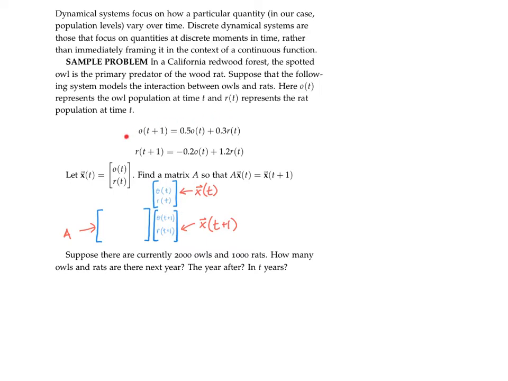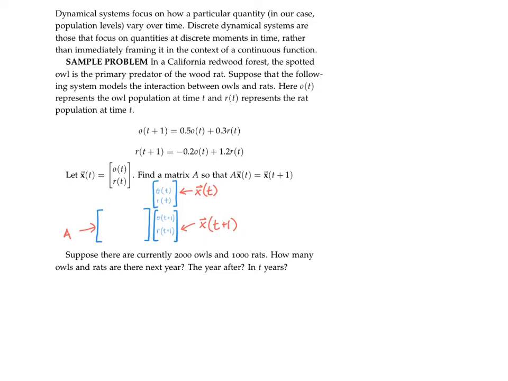So we're looking at this portion of the functions that have been given to us. And so that means that the component that should be right here will be 0.5 because O of t needs to be multiplied by 0.5. The component that should be right here is 0.3 because R of t is multiplied by 0.3. And that sum is going to give us what O of t plus 1 is equal to.